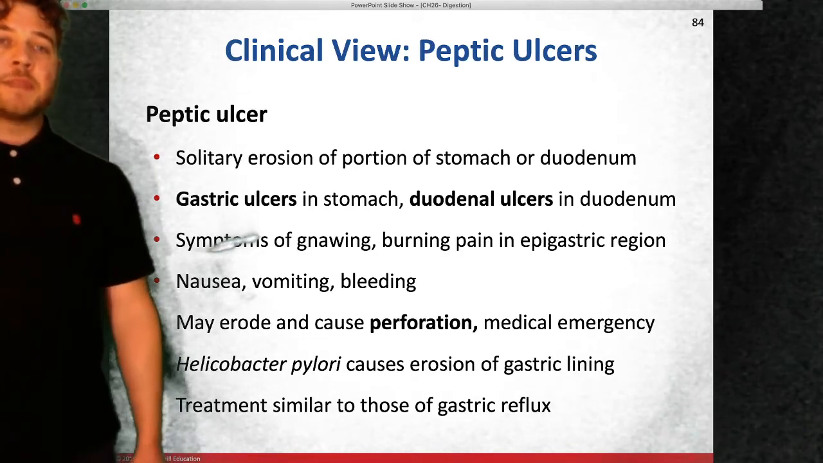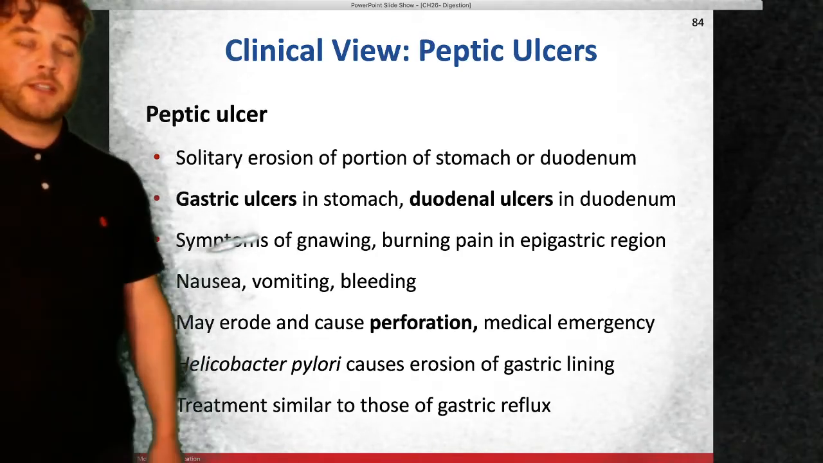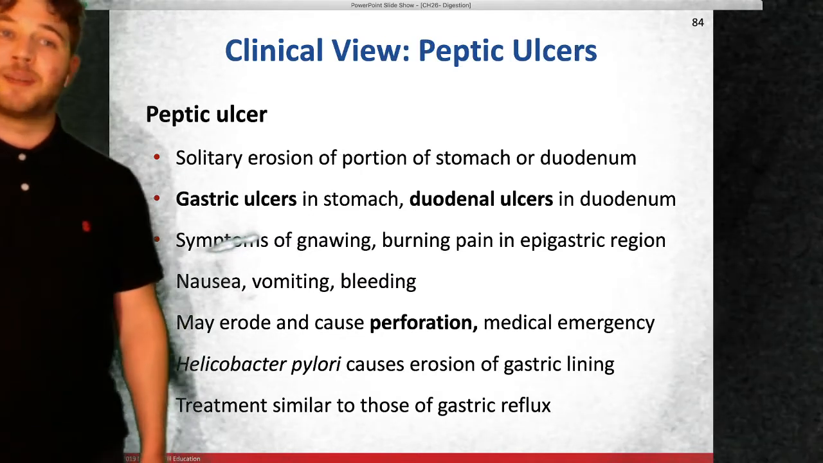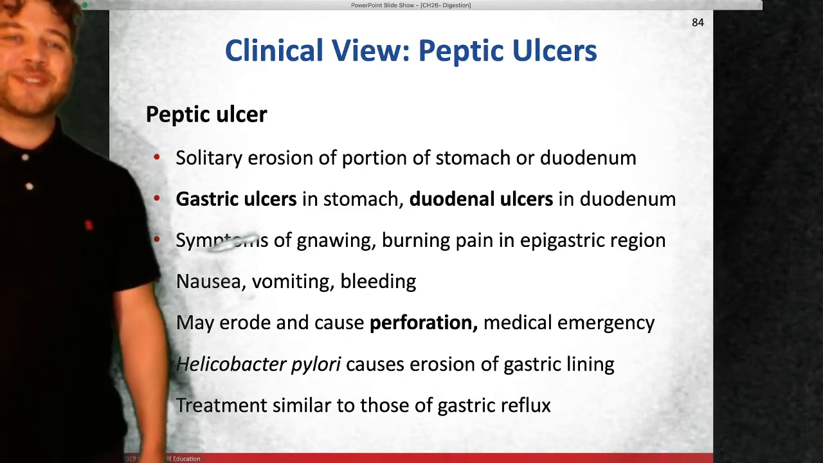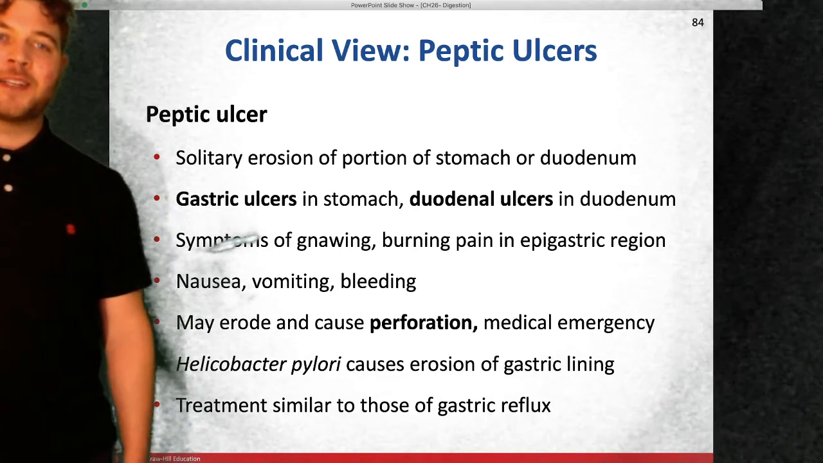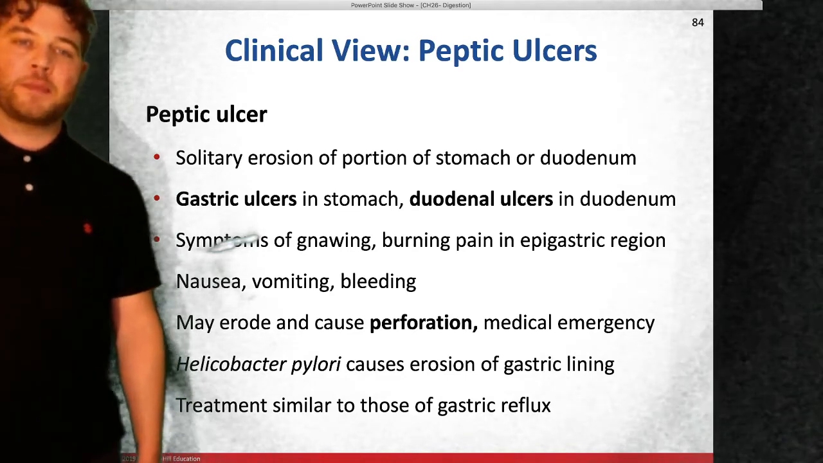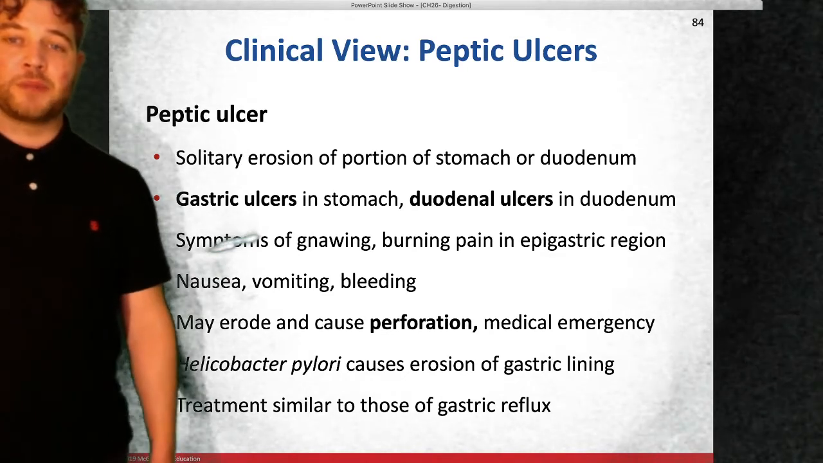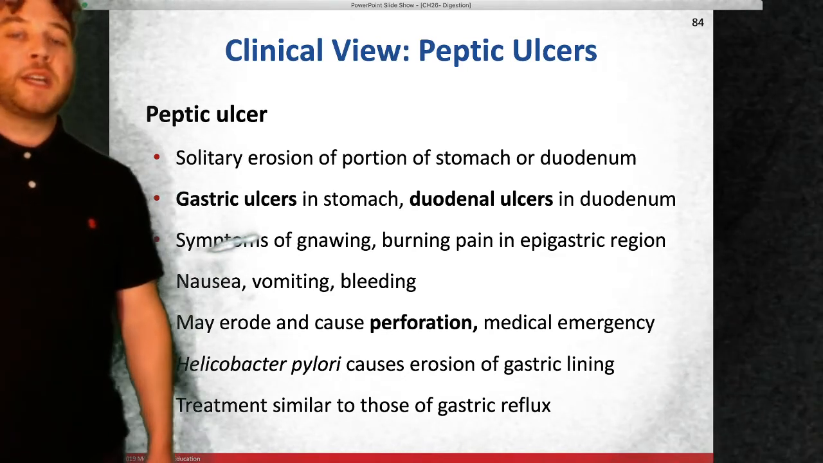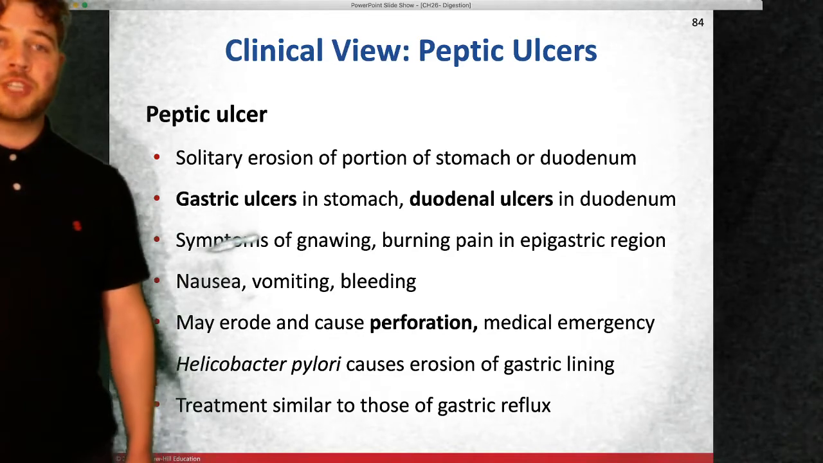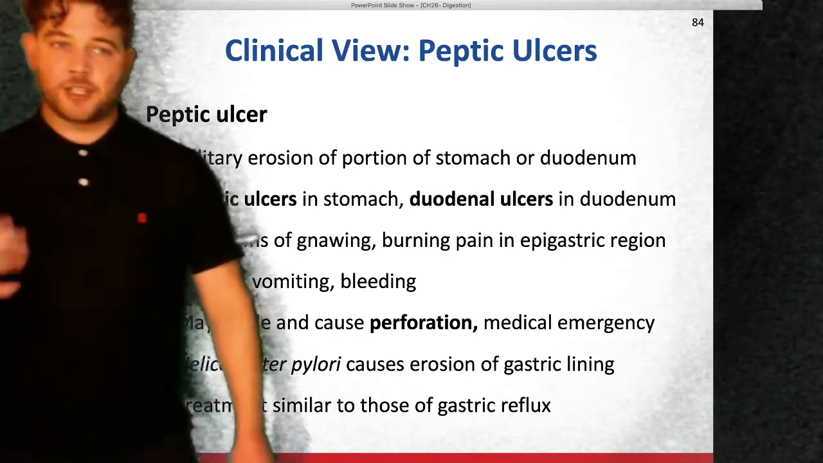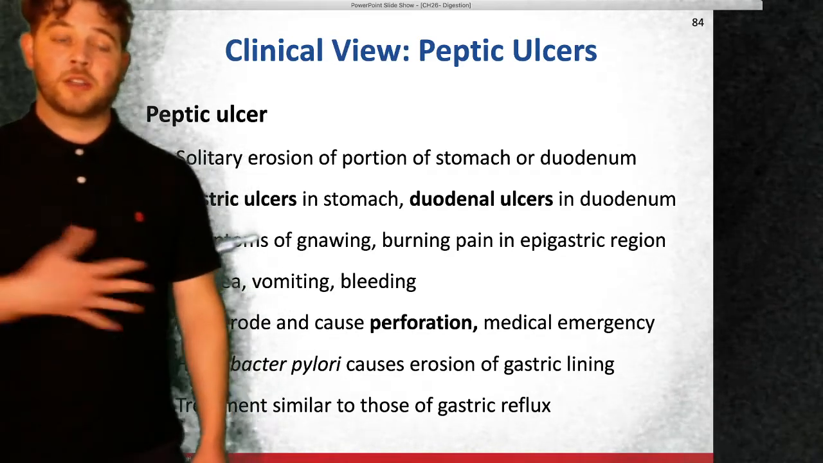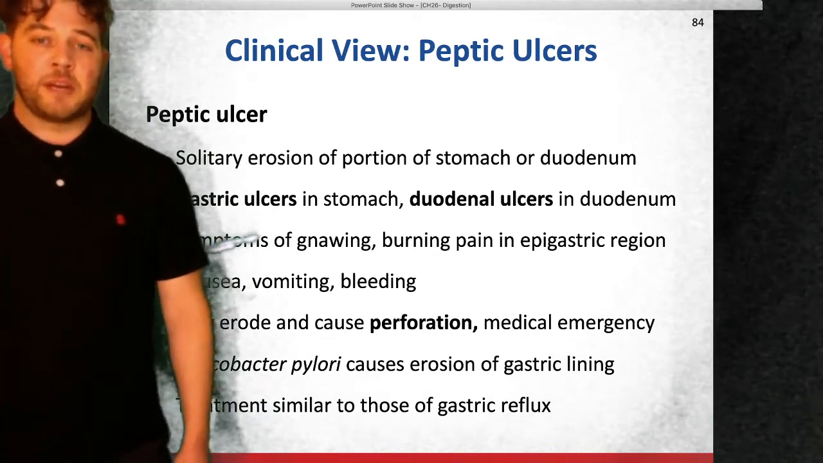Peptic ulcers, solitary erosion of the portion of the stomach or duodenum. Gastric ulcers in your stomach and duodenal ulcers in the duodenum. Symptoms of gnawing, burning pain in the epigastric region, nausea, vomiting, usually vomiting with blood when it gets really severe. May erode and cause perforation, which can become a medical emergency. That means that it's actually caused a full hole to emerge and there's leaking into your abdominal cavities.